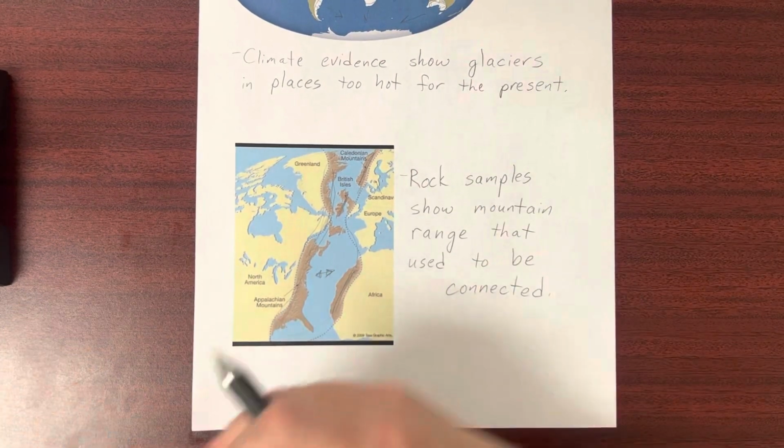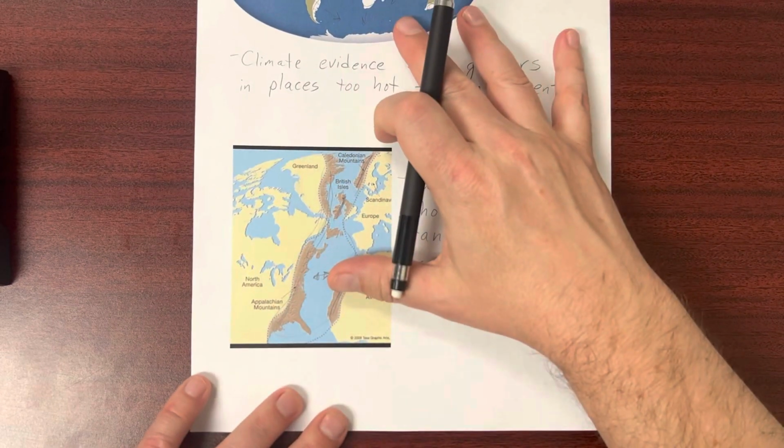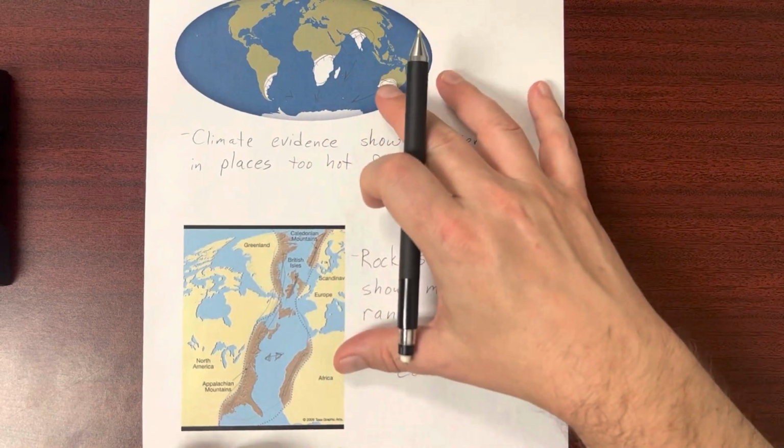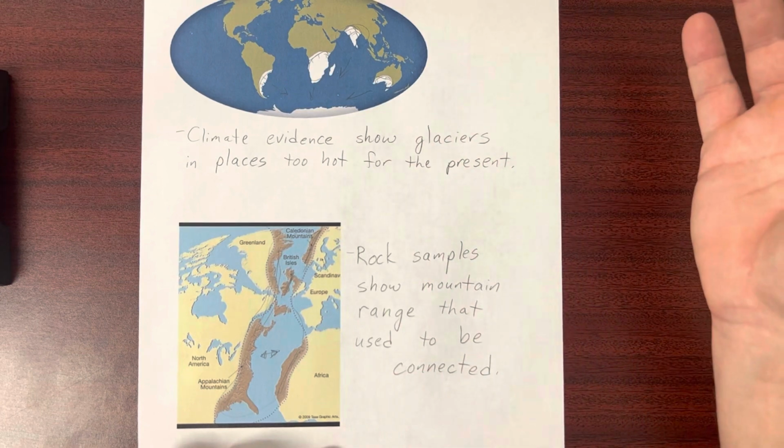So he didn't understand the mechanism, he didn't understand how this was happening. He just collected the evidence saying that it did happen, that continents moved. But at this point, we don't know why or how it works.